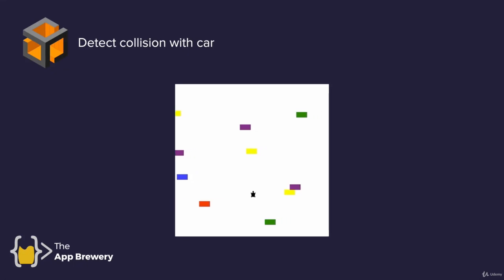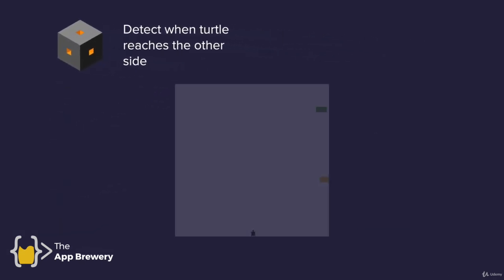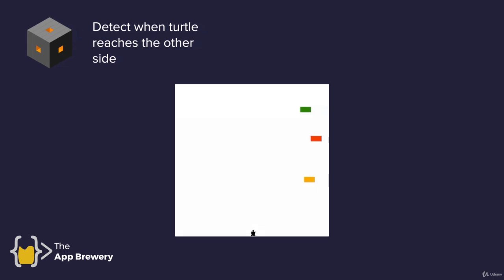In the last step, we figured out how to detect when the player turtle hits a car and to stop the while loop, which stops the game at that point. Now we're going to figure out how we can detect when the turtle reaches the other side of the screen, so that once our turtle makes a successful crossing, then we can return the turtle to the starting position and speed up all the cars.